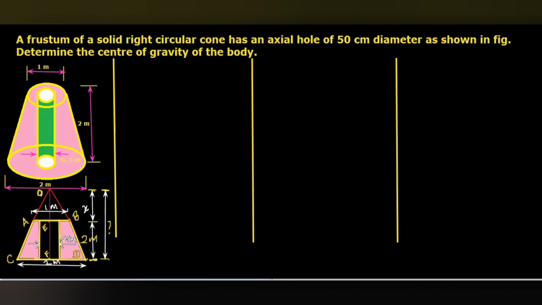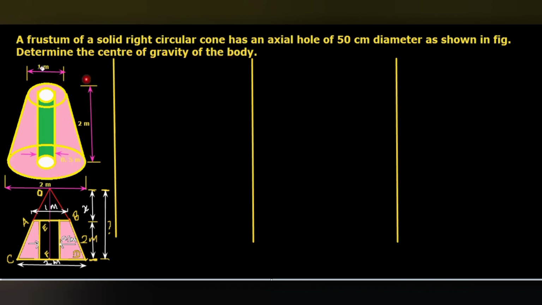Today's class we are going to discuss a numerical on the topic center of gravity of sections with cutout holes. Okay, so let's go to the numerical. A frustum of a solid right circular cone has an axial hole of 50 centimeter diameter as shown in figure. Determine the center of gravity of the body.